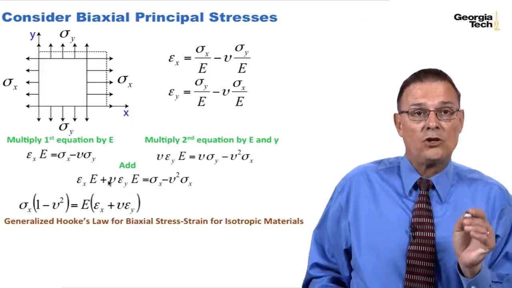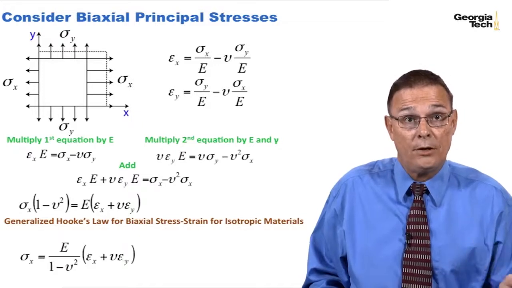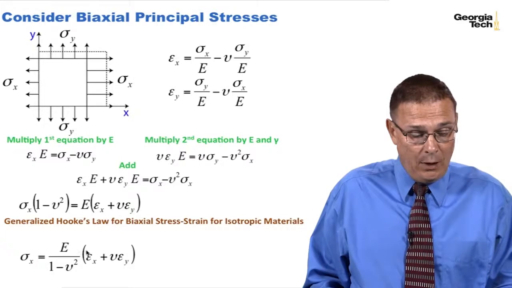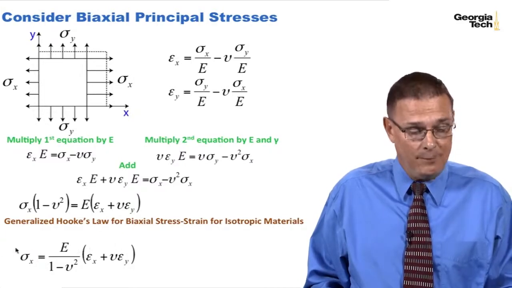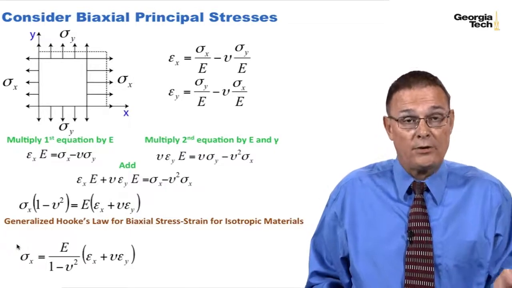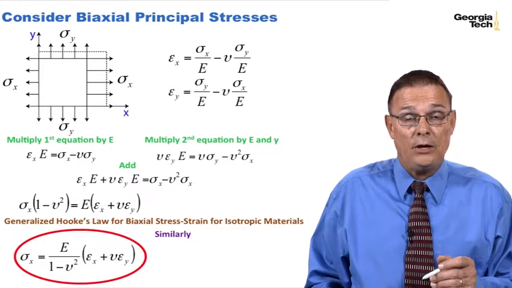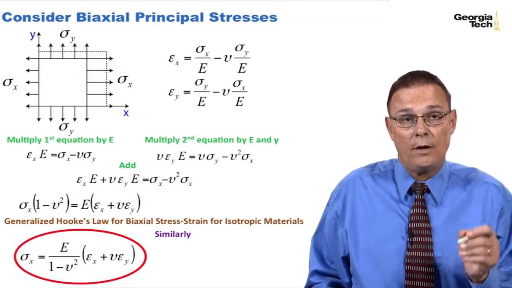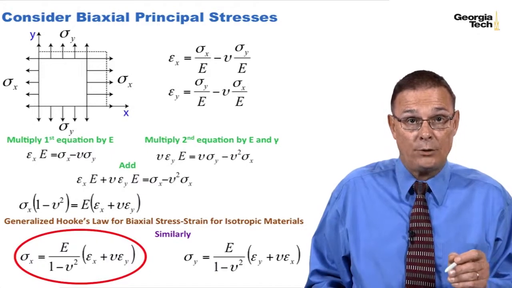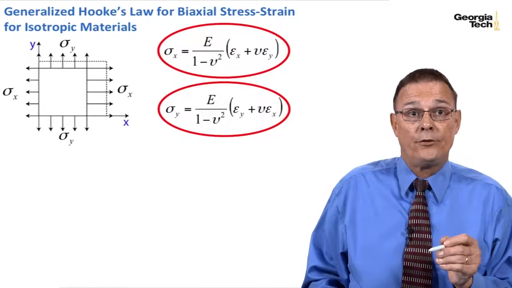And generalized Hooke's law for biaxial stress-strain then for isotropic materials is shown here. And so now we have strains on the right-hand side and stresses on the left-hand side. So that's the relationship of stress and strain for a biaxial loading condition. And you can do the same sort of approach for the stress-strain relationship in the y direction for biaxial loading, and this is what you get. And so here's the results.